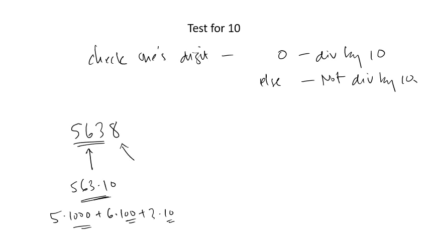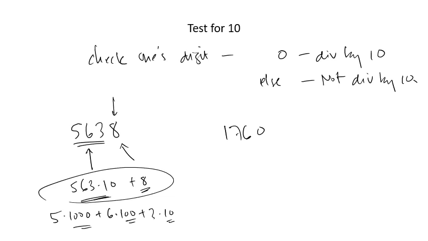Now this 8 is not divisible by 10. So if I were to divide this by 10, then I would get this as my quotient remainder form. I would get 563 times 10 plus 8. So I have a remainder of 8 left over. Whatever is in the ones place is going to be my remainder when I divide by 10. So this is not going to work. On the other hand, look at 1760. We see the ones place is a 0, so we know this is divisible by 10. This is just 176 times 10, so we know this is divisible by 10 with no remainder.